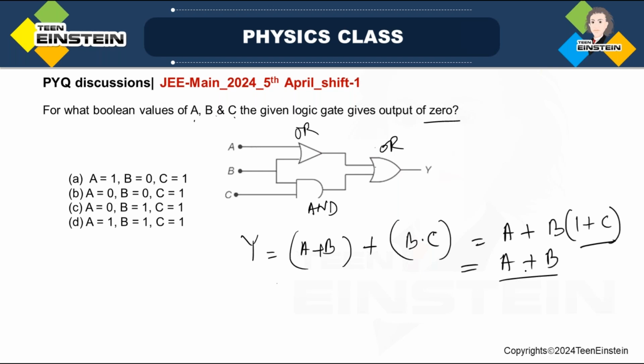So I have to get 0 output here. If I want 0 output, I have y is equal to A or B, so both of them have to be 0. Otherwise, you are not going to get 0 output, right? It is irrespective of C. You have to see the value of A and B. So when both A and B are 0, then only I'll get 0 output. So option B is the correct answer for this question.